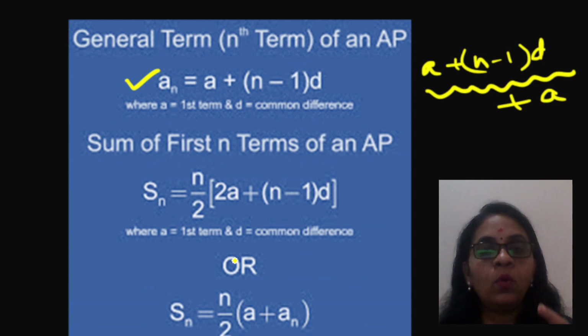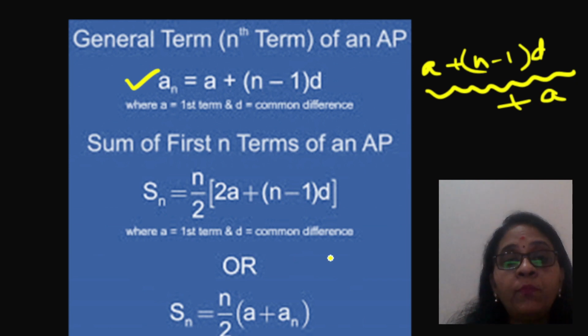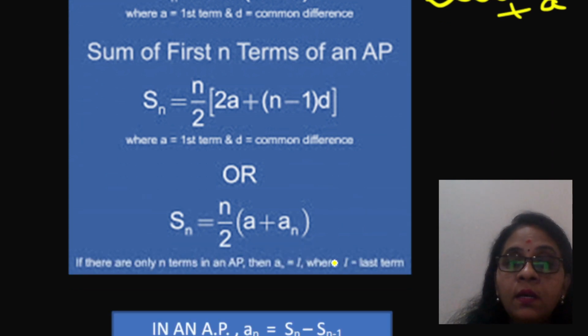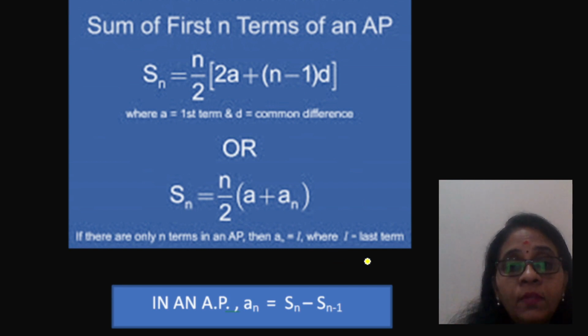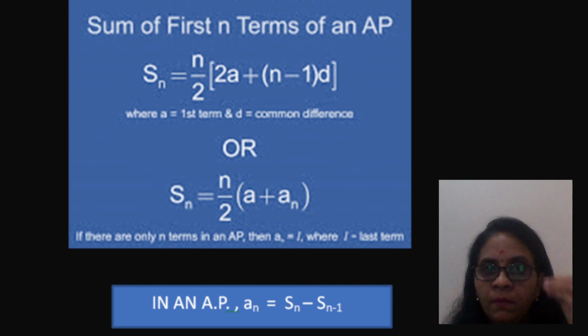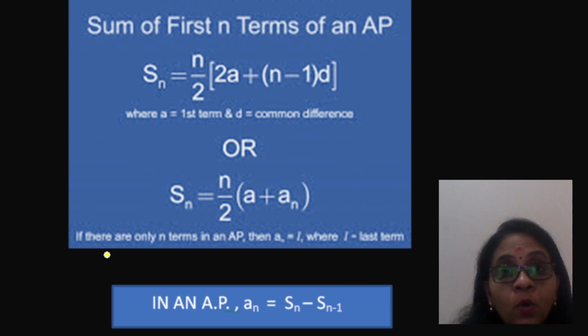That's it. Only two more formulas, and there is a very, very important relation that you have to keep in mind. Sometimes this could be a question given. In an AP, an is equal to Sn minus Sn minus 1. What does this mean and how has this formula come? We will take a very, very simple mental example to get to know the authenticity of this formula that is given.